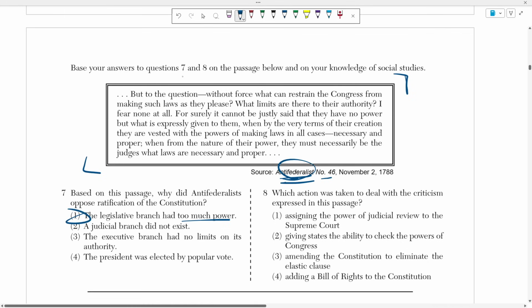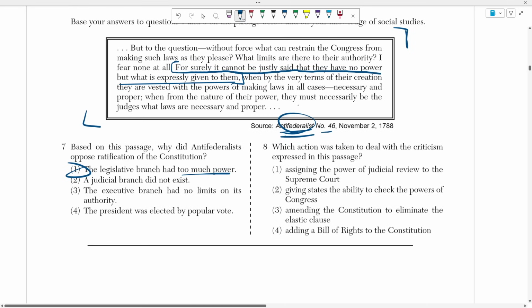So again, here, for surely it cannot be justly said that they have no power, but what is expressly given them, right? So here it's saying that the Constitution will give Congress power that they don't deserve, right? That they didn't earn, power that allows them to ignore the sayings and the opinions of the states and the citizens of those states, right?